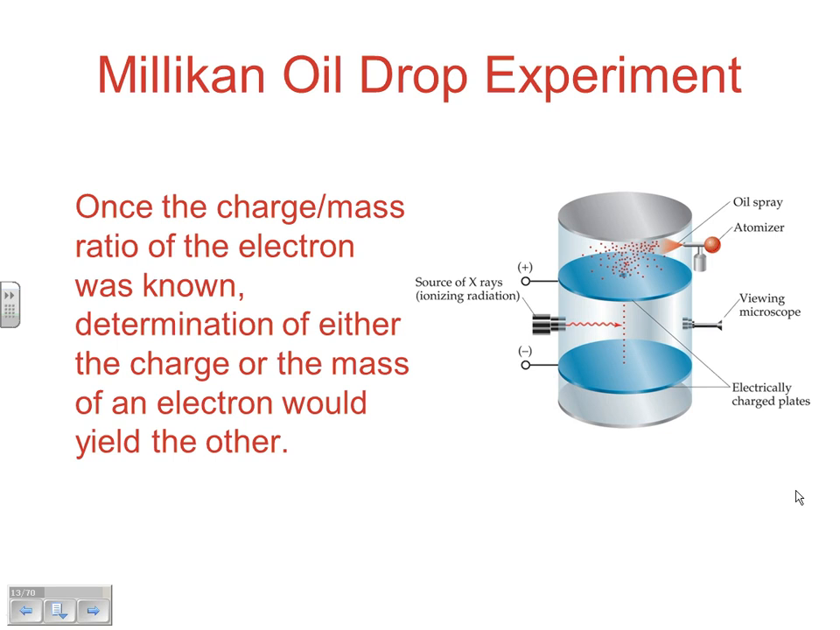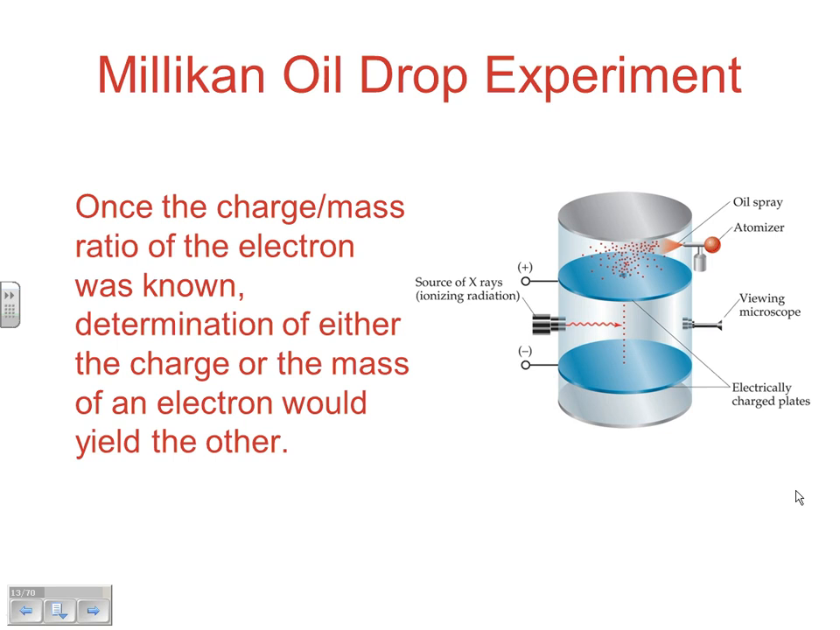Millikan's oil drop experiment was the method by which we were able to estimate the mass of an electron, and it was calculated to be very, very close to what we now believe the mass of an electron is. So for as simple as the apparatus was, it worked amazingly well. Once the charge to mass ratio was known, determining the charge or the mass of an electron would yield the other through dimensional analysis. So if we could calculate the charge of a single electron, and that was really Millikan's goal here, we could find the mass of that electron.